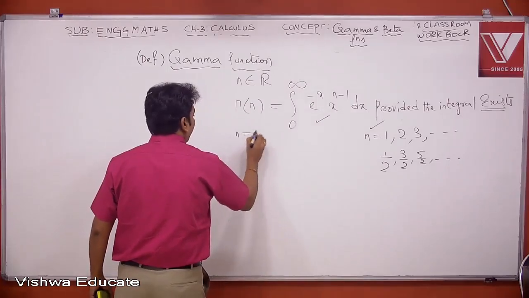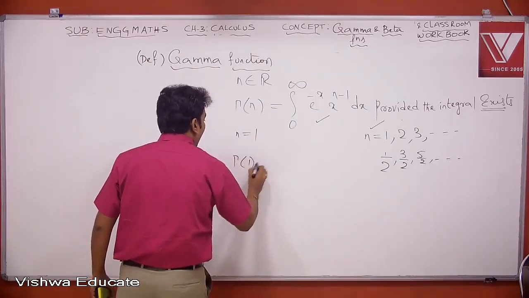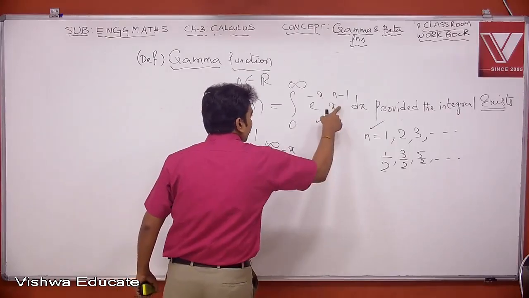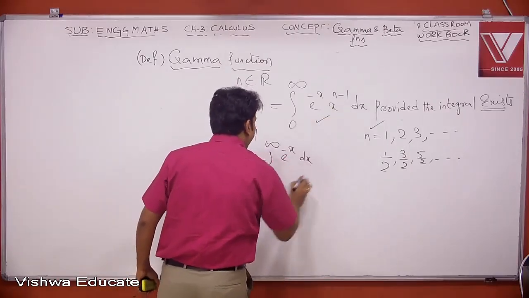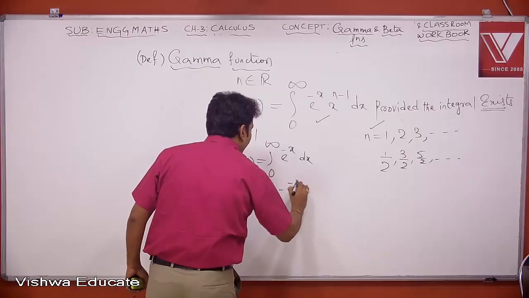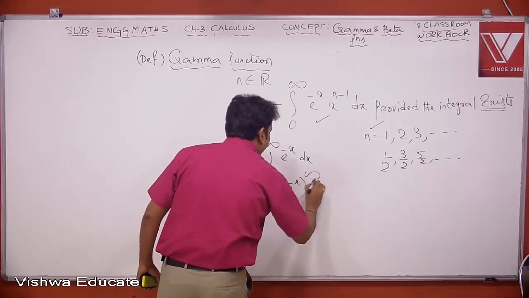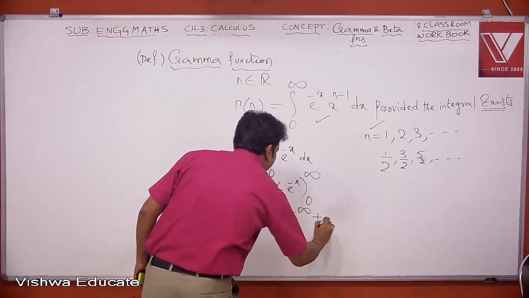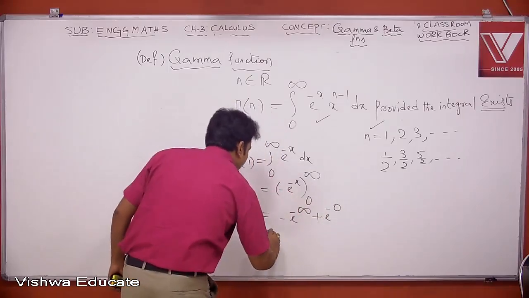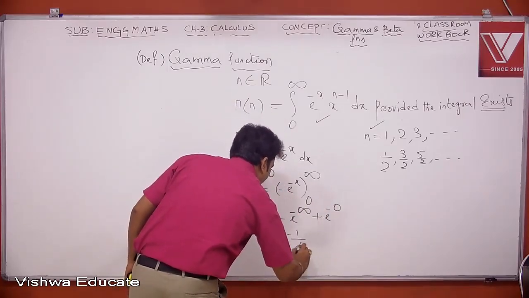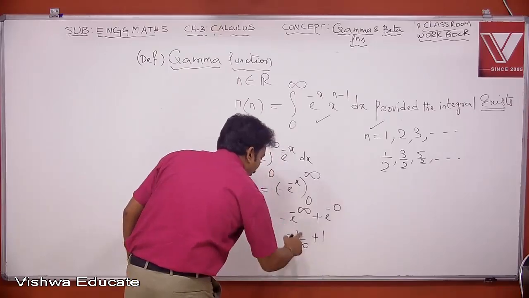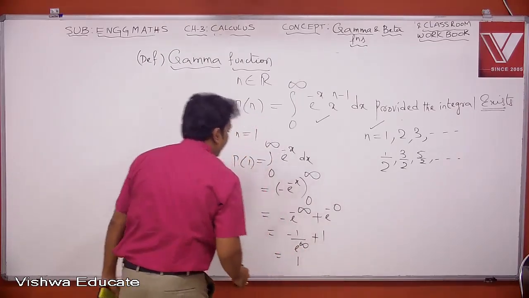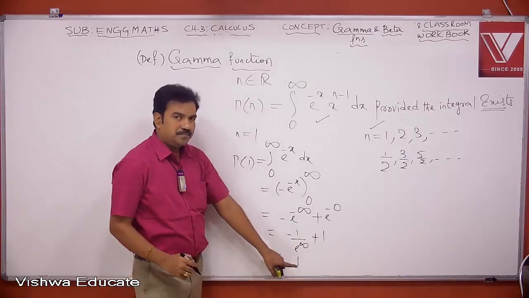Suppose when you replace n by 1, then gamma of 1 is integral 0 to infinity e power minus x dx. This quantity will be 1. Integral e power minus x is minus e power minus x. Apply the limits from 0 to infinity. So minus e power minus infinity plus e power minus 0. So this is minus 1 by e power infinity plus 1. 1 by e power infinity is 0. So this is 1. Therefore gamma of 1 is 1.